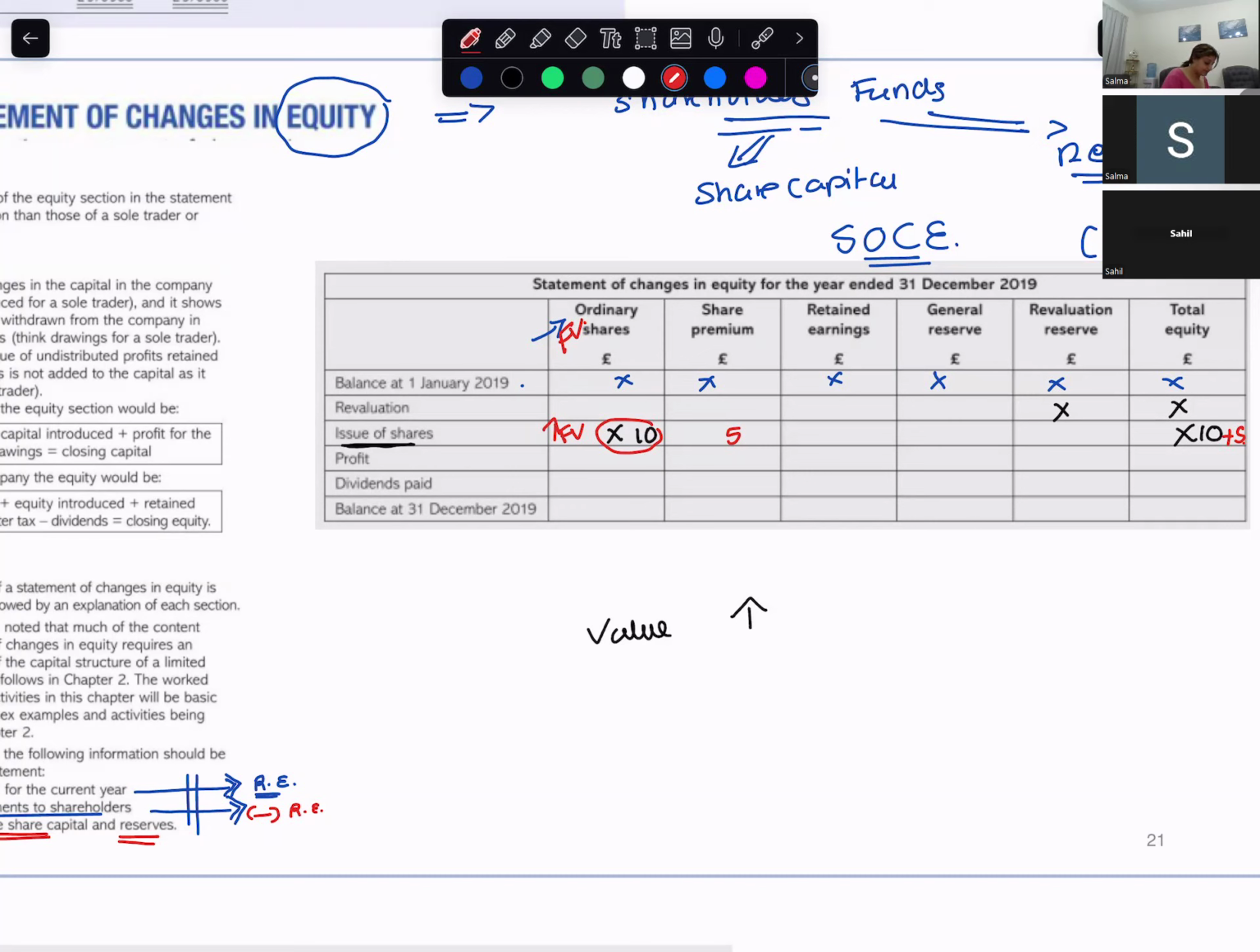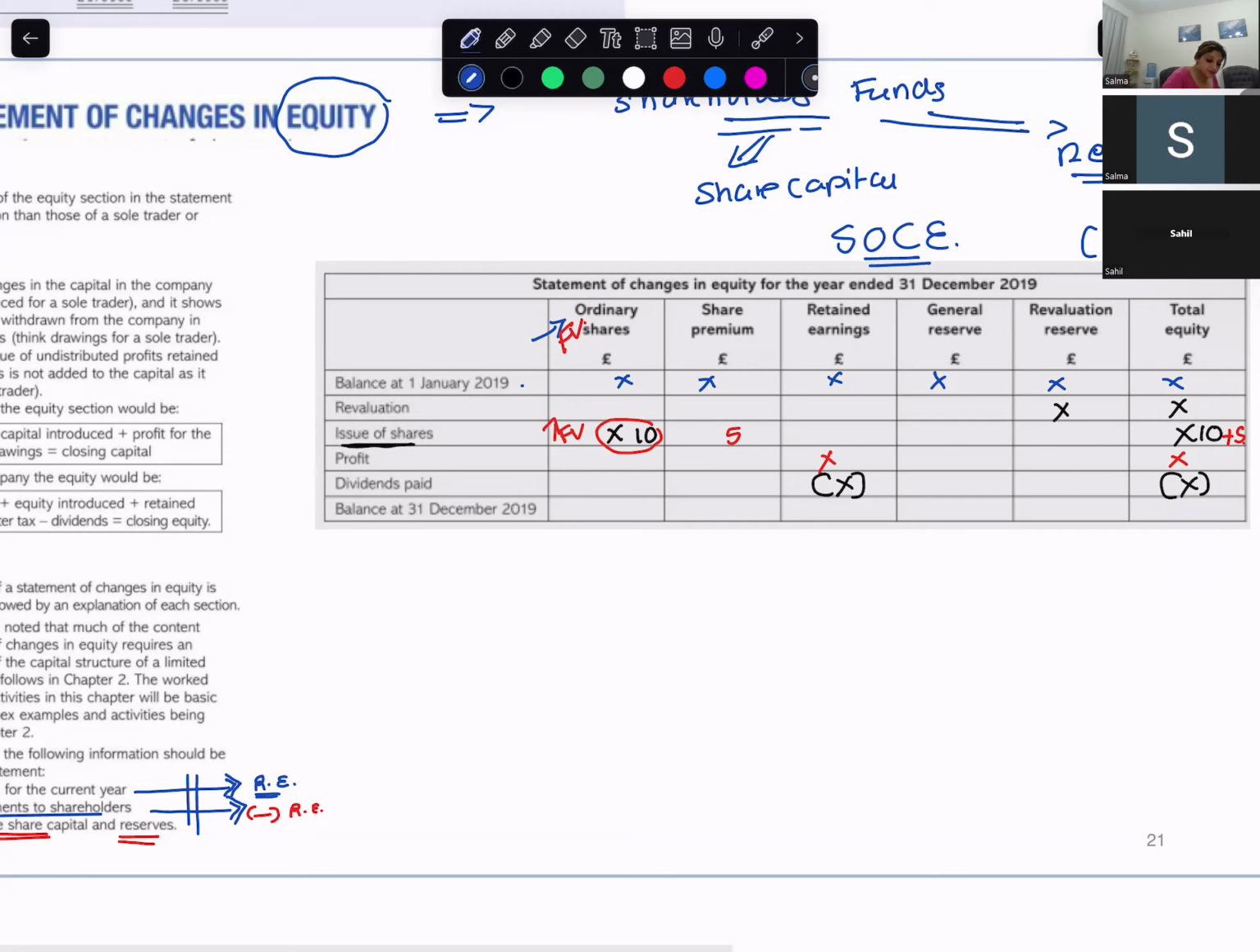Profit. Where will it go? Retained earnings. So profit will go to the retained earnings and it will go to the total. Dividend paid. Where do you put dividend paid? Not share premium or general reserve. Dividend will be paid from the retained earnings and it will be subtracted from the total. Dividend is always paid from the profits.